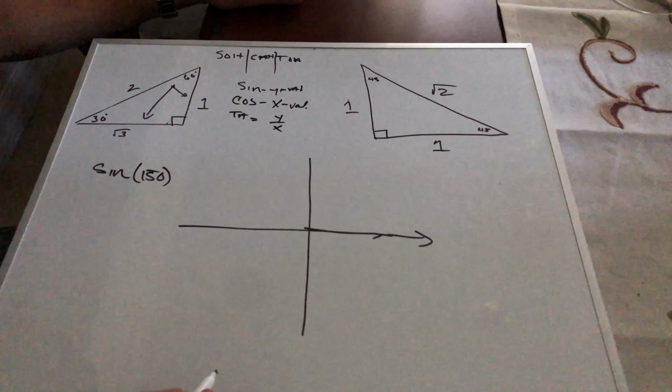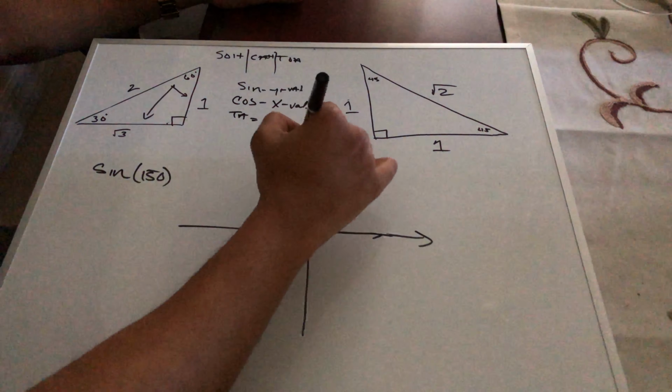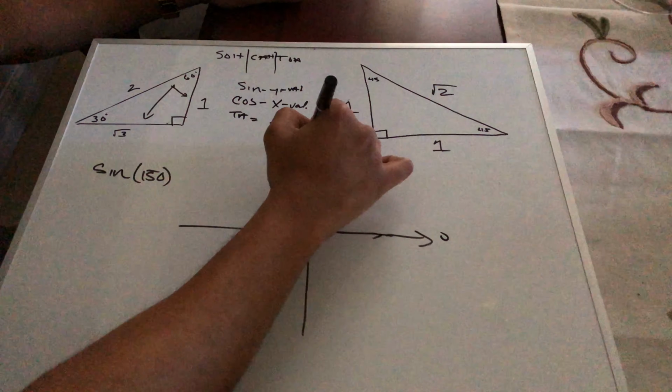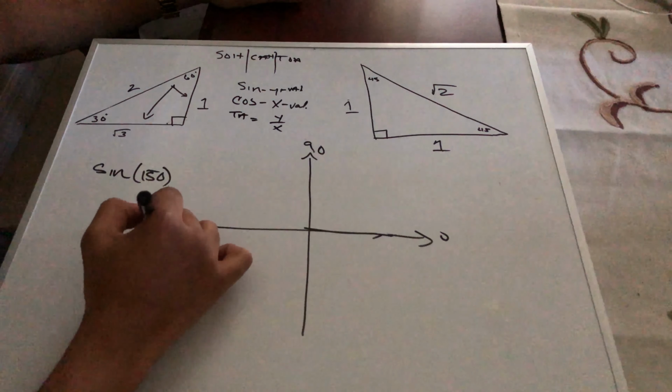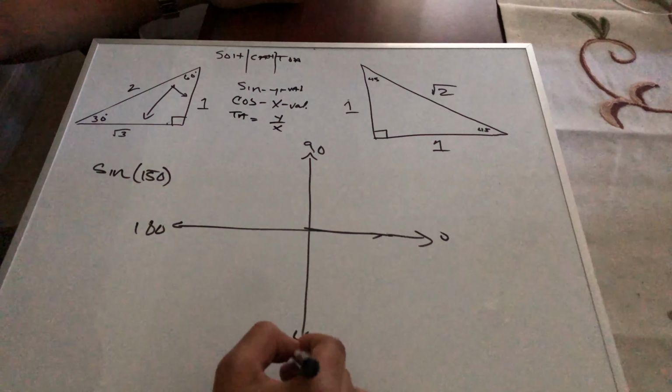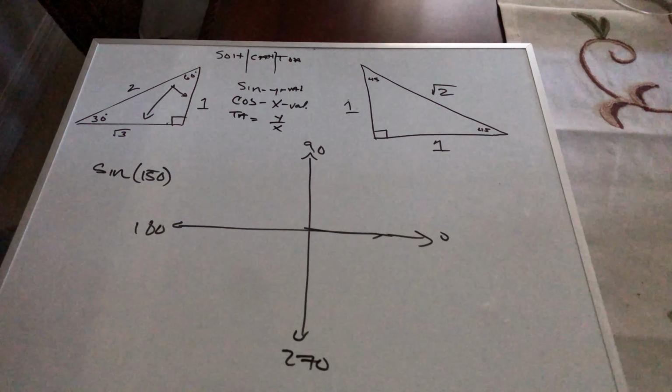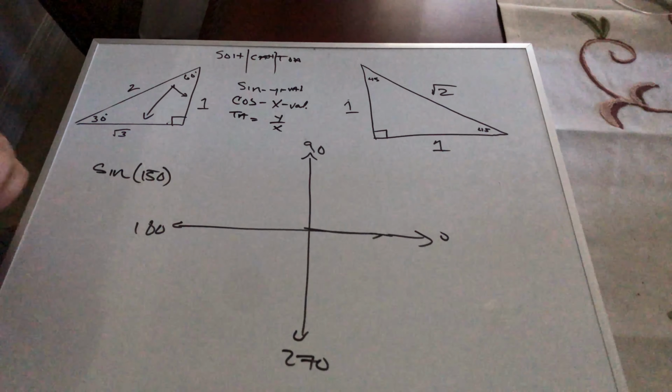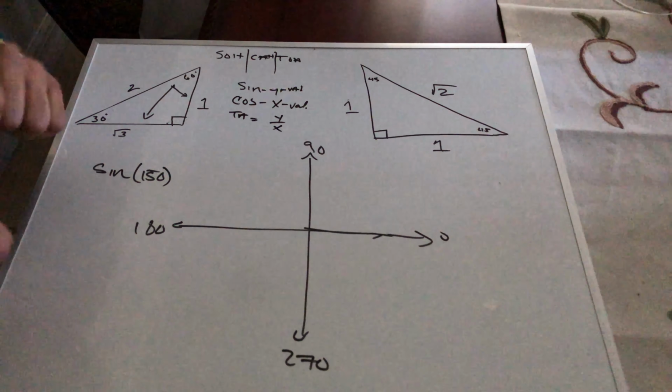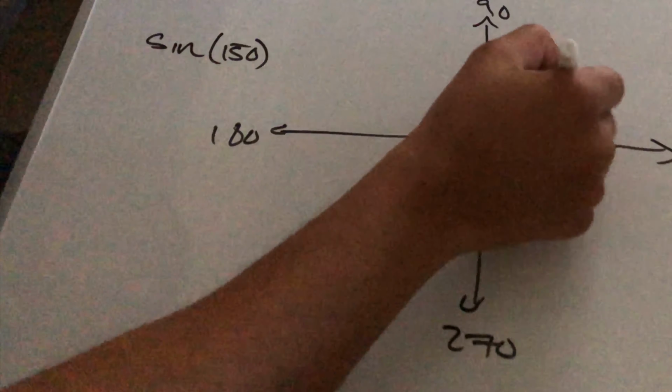Now for sine of 150 degrees, remember I told you, label your points. If you already know them, that's fine, but just in case, for referencing, label your points out. Now I want to find what is sine of 150 degrees. So you're going to draw 150 degrees on the circle. This is 90 here.